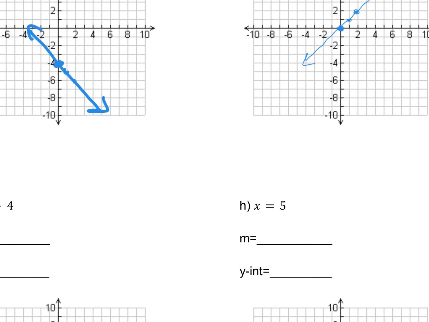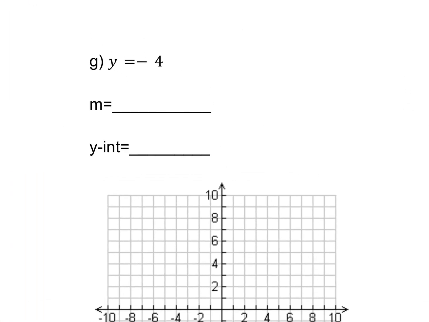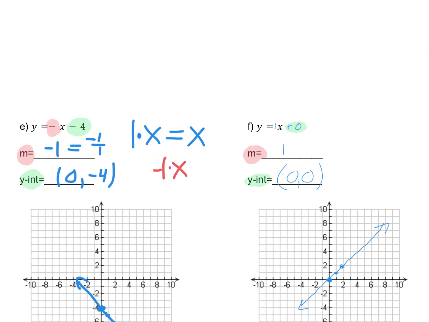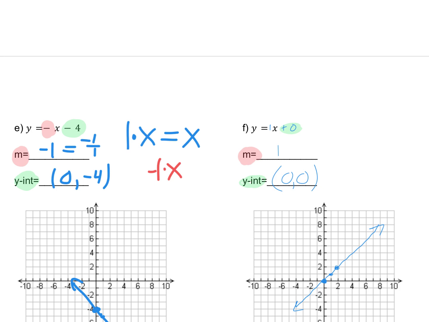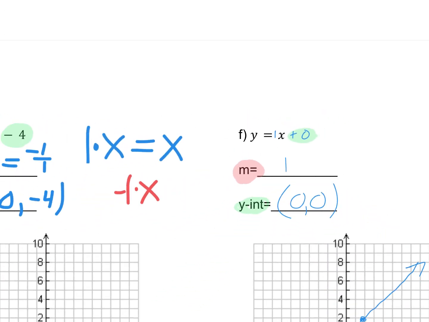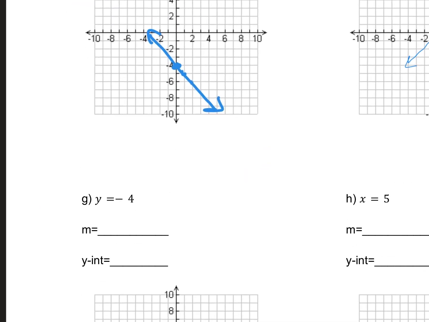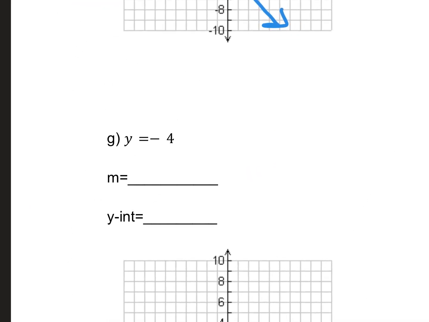Okay, 2 more. This one's even weirder. Take a second, try and figure out what's missing. There's no variable x. So all of our other graphs, we have that variable x in there, and that tells us what our slope is, because whatever number is being multiplied by x, that's what our slope is. But this graph, there's no x variable. So what does that mean?